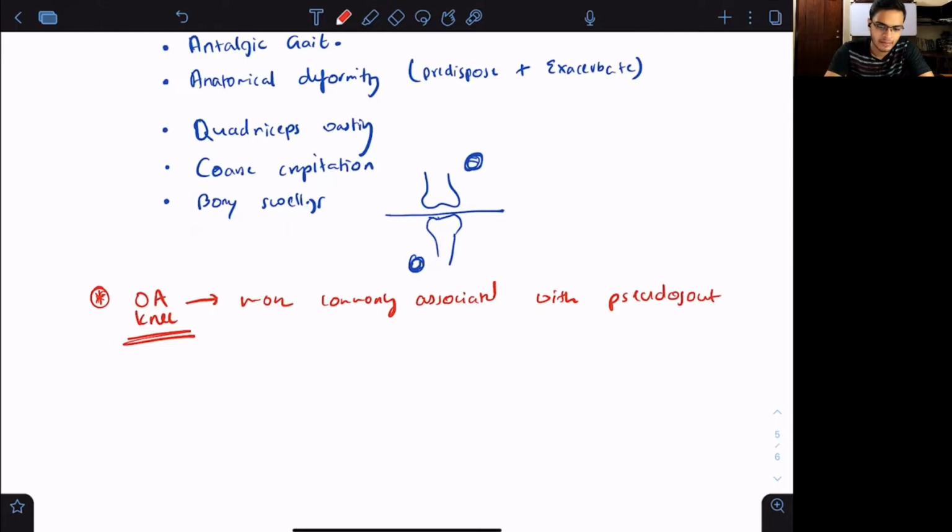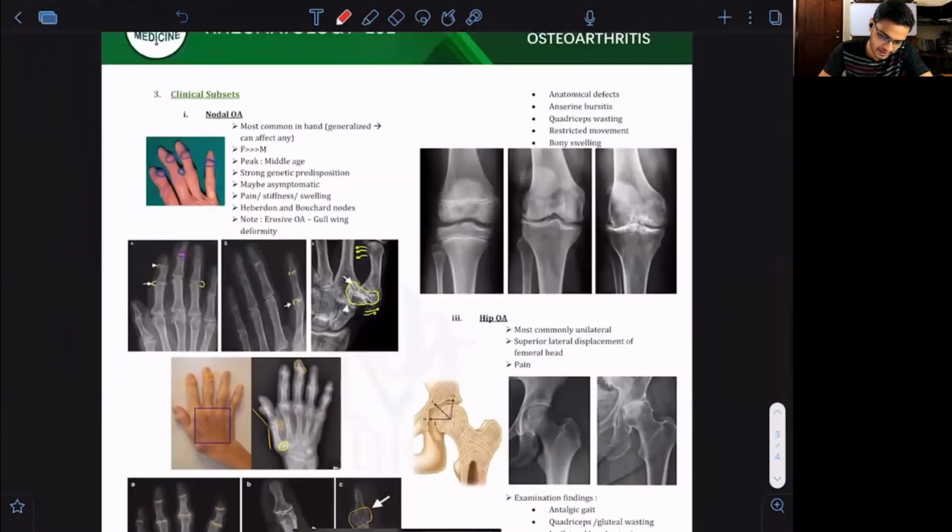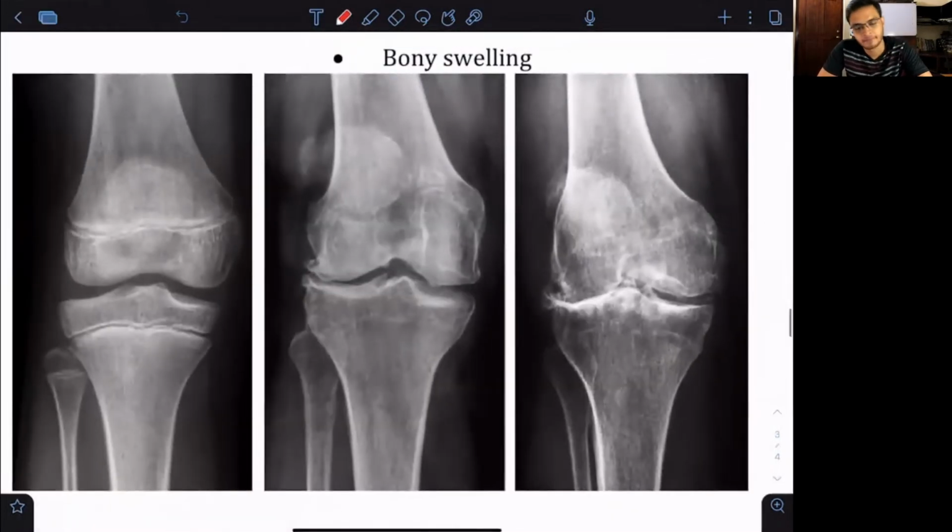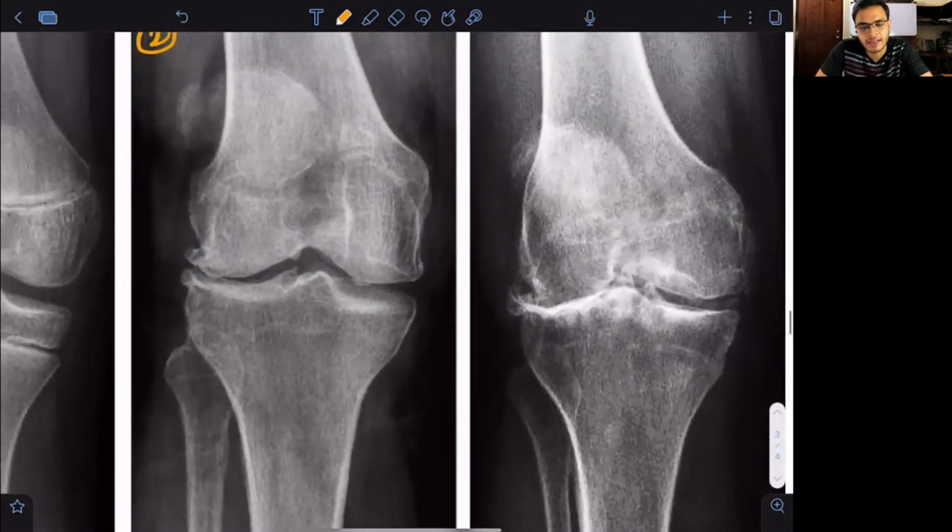Come here, guys. Let's look at some x-rays here. Let's look at some imaging here of the knee. Look at this. This first one, guys, is the normal. The first one is our normal one. Let's look at this second one, number 2. Look at this. What can we appreciate here?